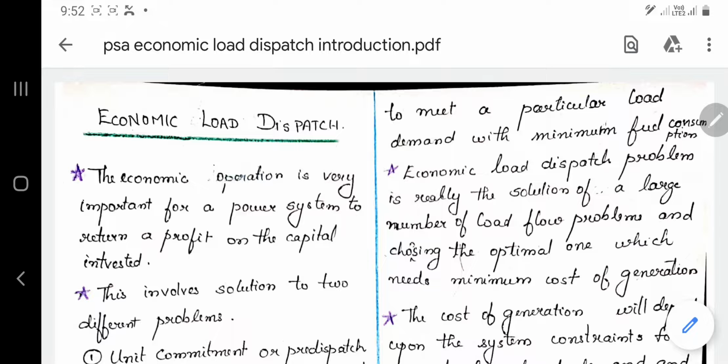So what is meant by the economic dispatch problem is that it is actually a solution for a number of load flow problems. We have studied load flow problems in module number 3; different load flow problems have been discussed. So this economic dispatch problem is actually a solution of a number of such load flow problems and choosing the optimal one so that we can minimize the cost of generation.